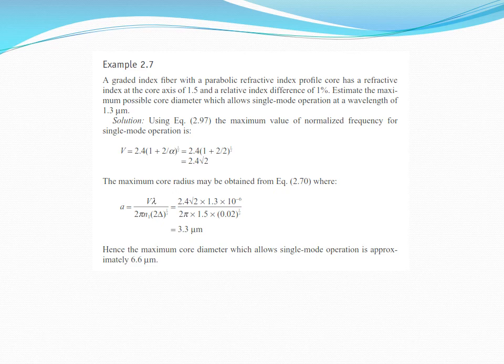Then next problem. We can see that a graded index fiber with a parabolic refractive index profile has a refractive index at a core axis of 1.5 and relative refractive index difference of 1%. So estimate the maximum possible core diameter which allows single mode operation at a wavelength of 1.3 micrometer. Using this, we are supposed to find what is V. V is 2.4 into 1 plus 2 by alpha to the power half. So this is the normalized frequency we consider for a single mode operation.